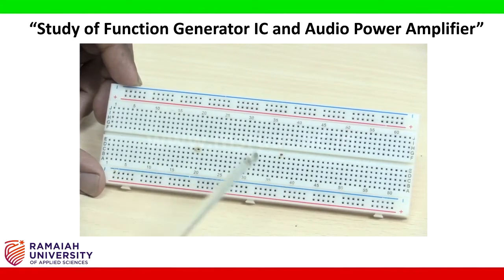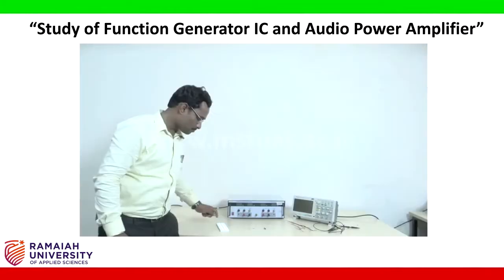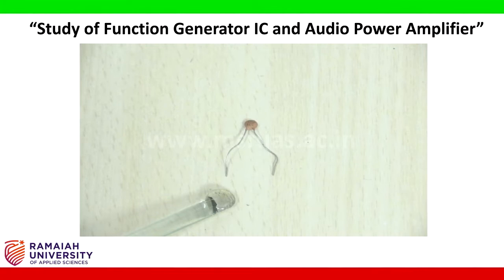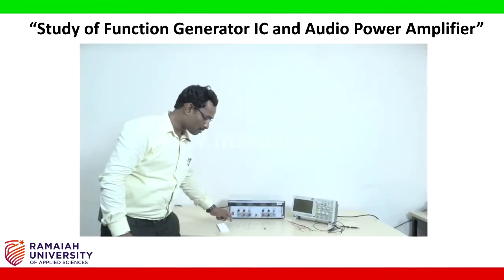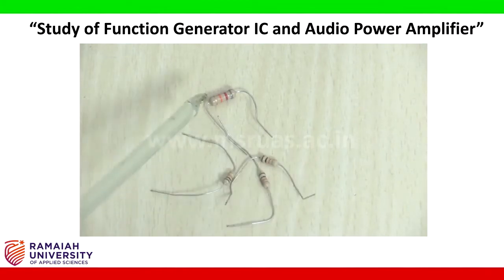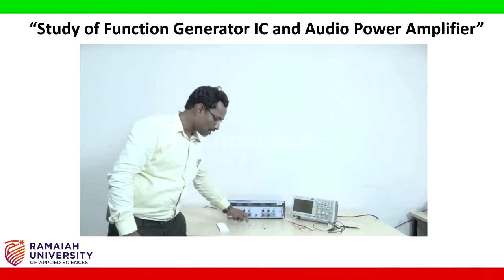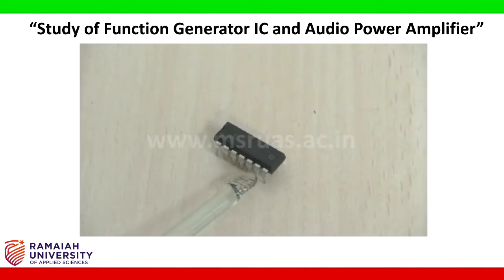Till that it is a series connection. After that this is one connection. One nanofarad capacitor, one nanofarad capacitor used in this experiment. Four 10k resistors, three 10 kilo ohm resistors and one 82 kilo ohm resistor I am going to use in this experiment. 8038 IC, this IC will be used to generate the signals.